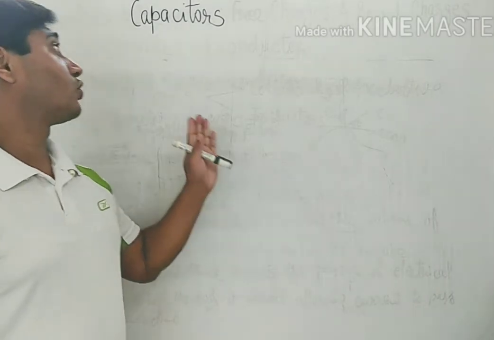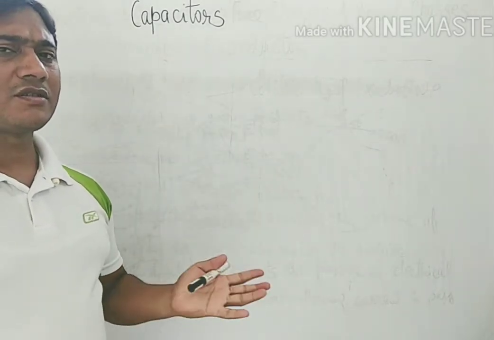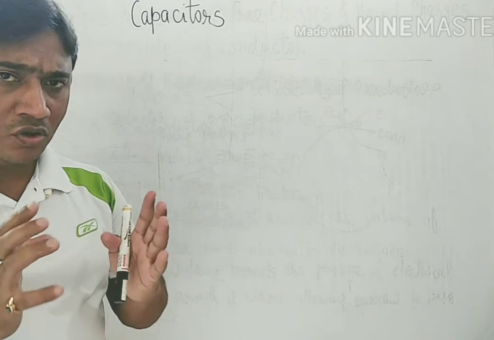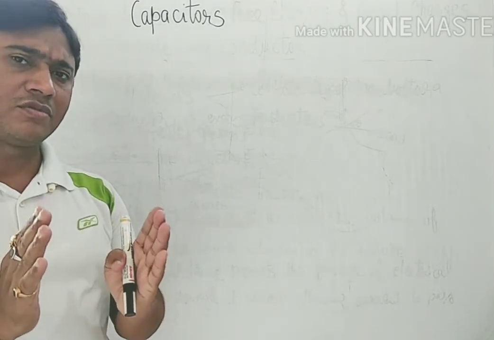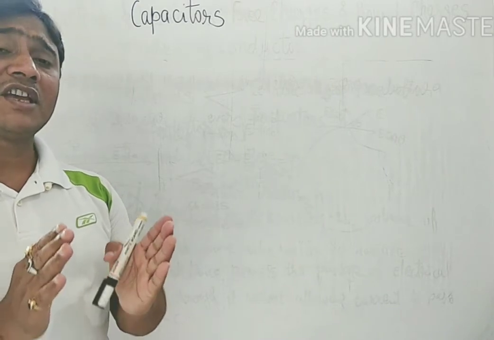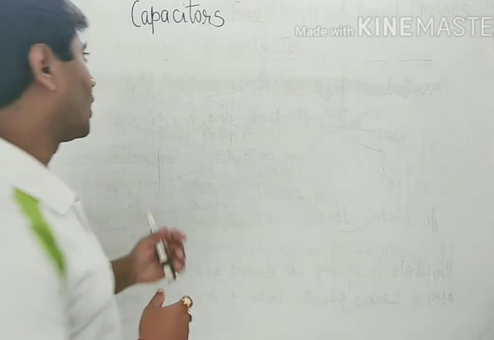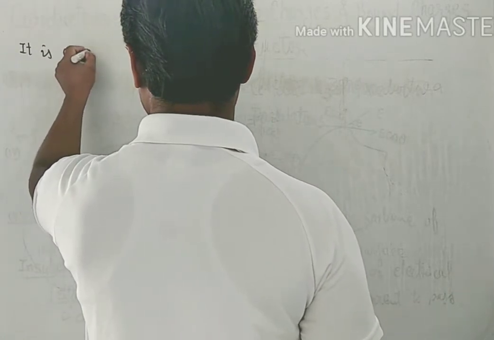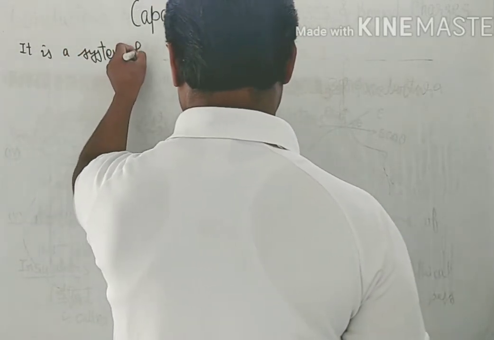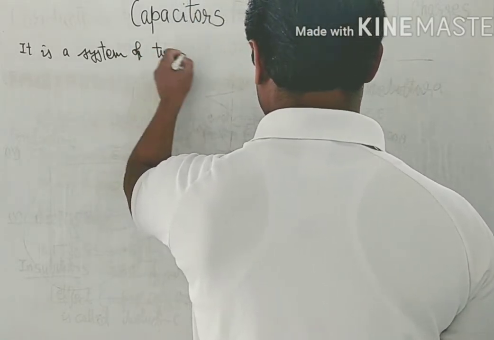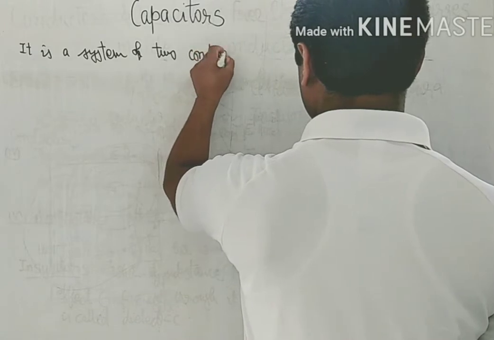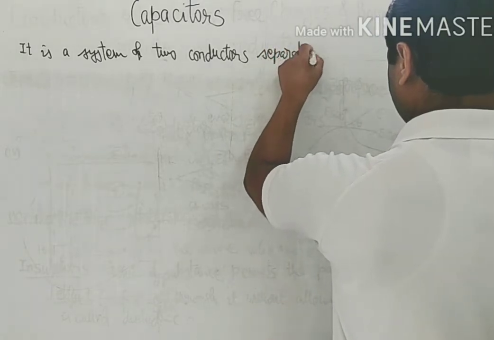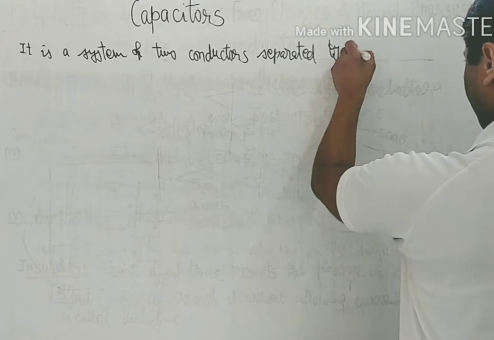Okay students, so let's have the next topic, capacitors. A capacitor is basically the assembly, or the combination, of two conductors separated through a very small distance, having insulating material in between. So how can we say it? It is a system of two conductors separated by an insulator.